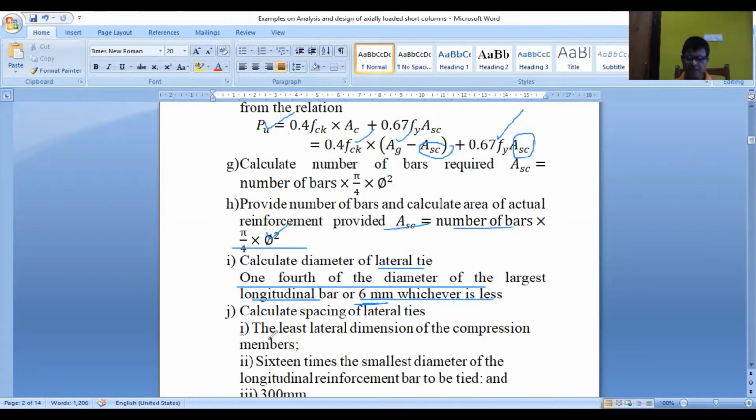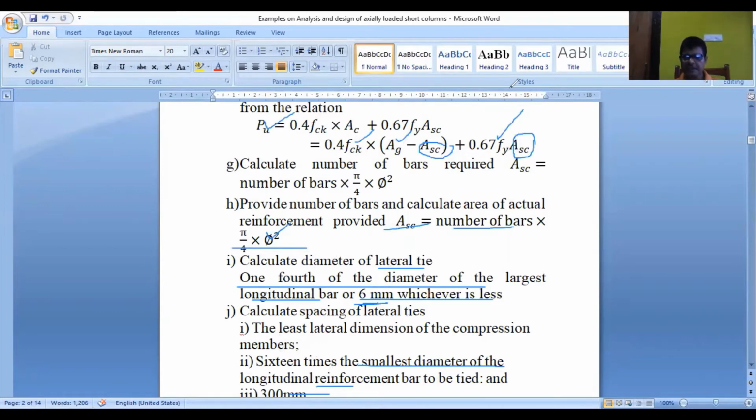And the spacing should be the least lateral dimension of the compression member, 16 times the smallest diameter of the longitudinal bars, and 300 mm. So the minimum out of these three, the least value, will be the spacing. Once you know the spacing and the size of the bars, provide the lateral ties accordingly.